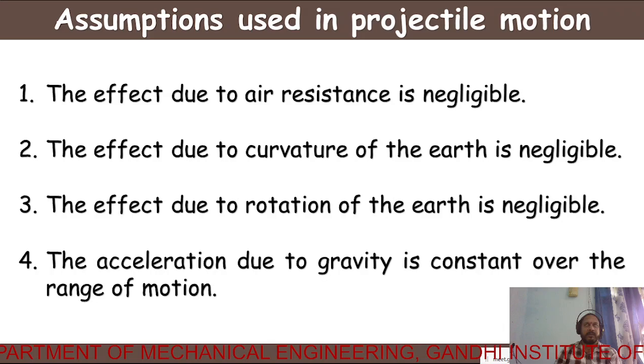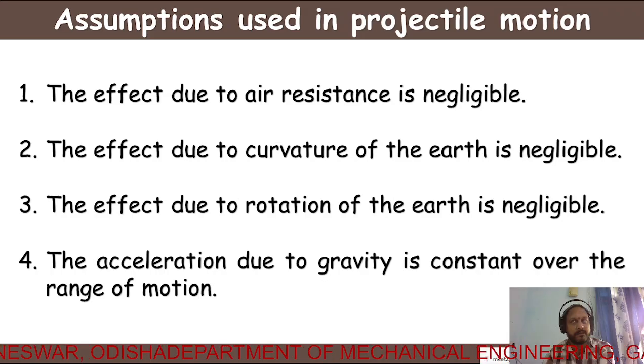What is the second assumption? The effect due to curvature of the earth is also negligible. Now we are assuming that earth is spherical in nature. Actually, practically it is not exactly spherical. We are assuming earth is spherical, which you might have learned in your school books. And that effect due to curvature of the earth is also negligible. Then the earth is also rotating, or not? We are taking into consideration that the effect due to rotation of the earth is also negligible.